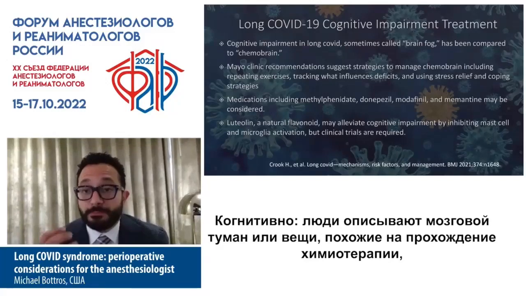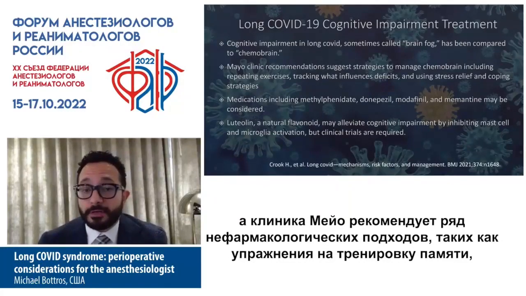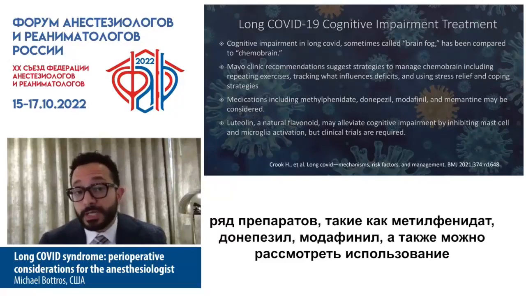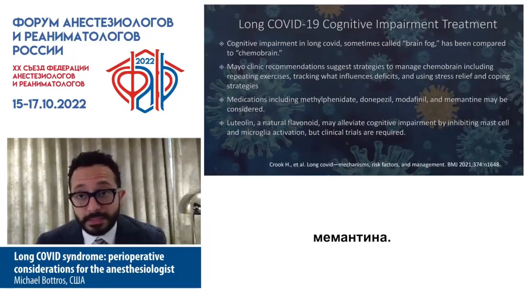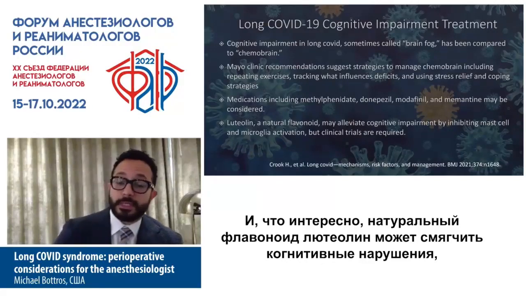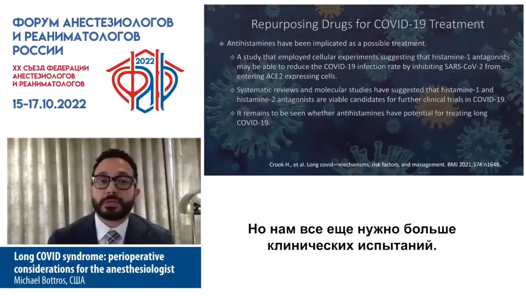Cognitively, people describe brain fog or things similar to chemobrain, and the Mayo Clinic recommends a number of non-pharmacological approaches like memory repeating exercises, tracking what influences the deficits, and stress relief coping strategies. Medication-wise, things like methylphenidate, donepezil, modafinil, memantine may be considered. And then, interestingly, a natural flavonoid, luteolin, may alleviate cognitive impairment because it inhibits mast cell and microglial activation, but we still need more clinical trials.